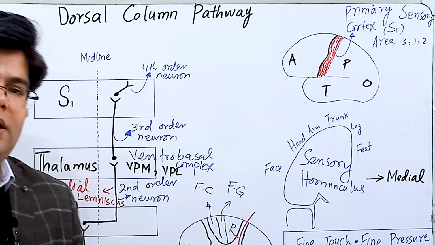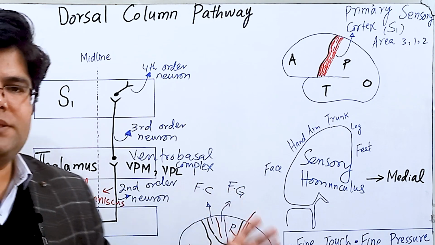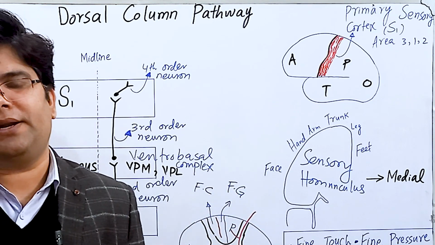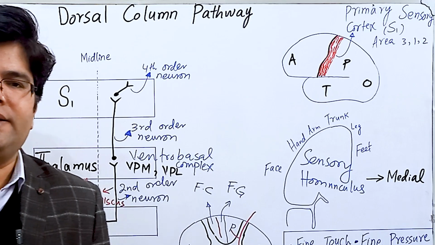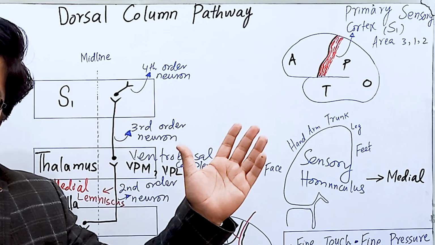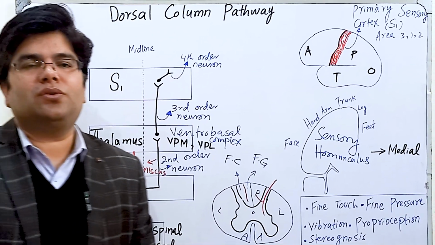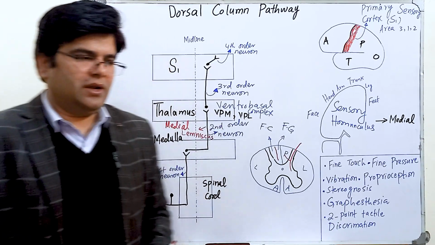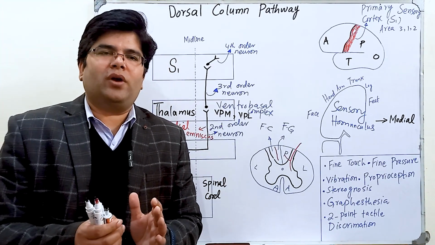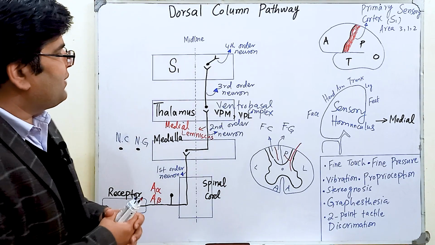Please keep in mind that the primary sensory cortex gets signals from the contralateral side of the body, which means from the right side signals go to the left somatosensory cortex, and from the left side signals go to the right somatosensory cortex. Now let's summarize some important points about the dorsal column pathway.